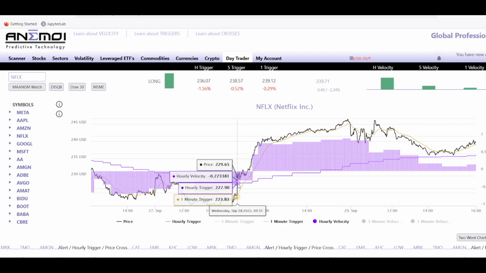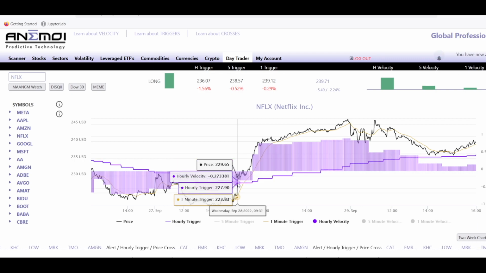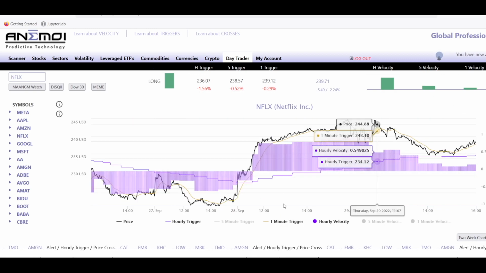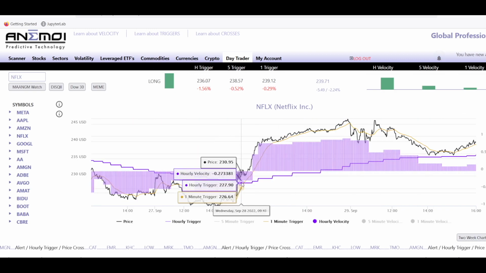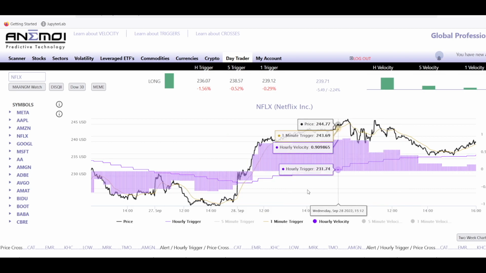So if you were entering right here on the break above, that was at, let's say, 224. So the hourly trigger is at 228. So price pops above. Let's say you buy at 229, and then you can keep your stop loss right below the hourly trigger at 228, 227.90 this entire move. That's if you're, let's say you're swinging.